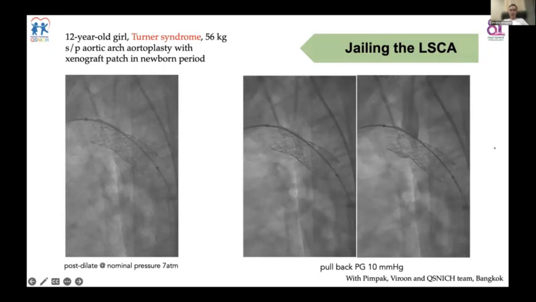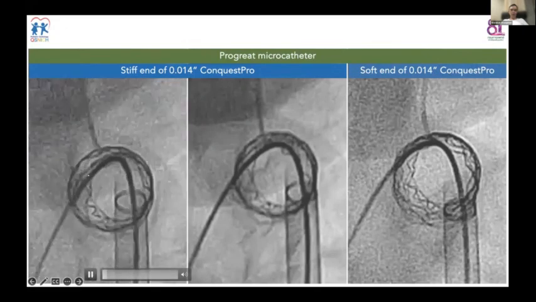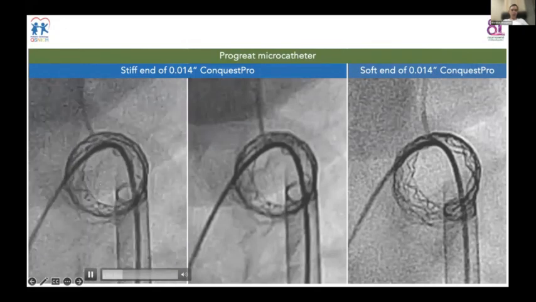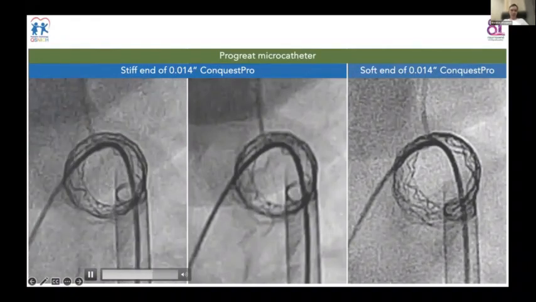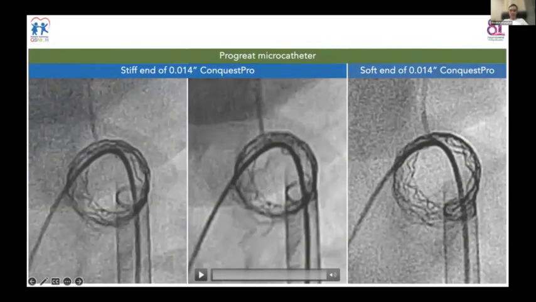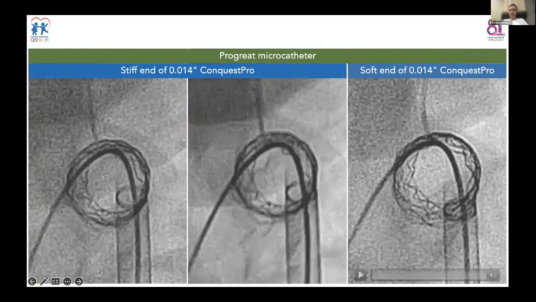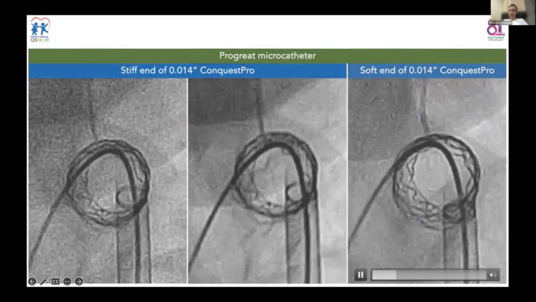we decided to go from the left radial artery and then try to use the stiff end of the 014 Conquest Pro. Sorry for the quality of the image, it may not be good enough to show, but trust me that the stiff end of the Conquest Pro coronary guide wire has been perforated perpendicularly through the stent. And after that, we exchange to the soft end of the same coronary guide wire.